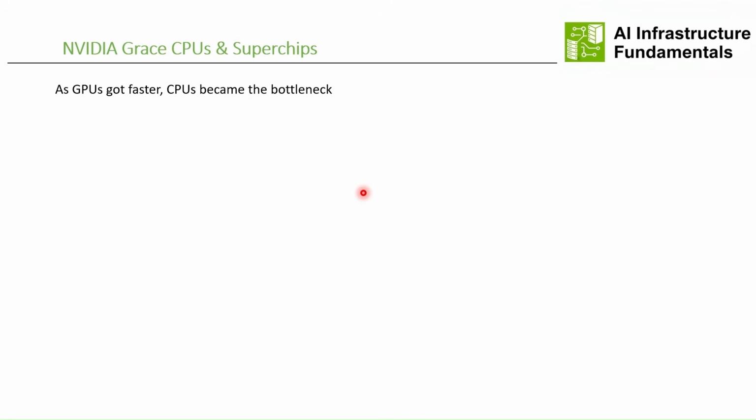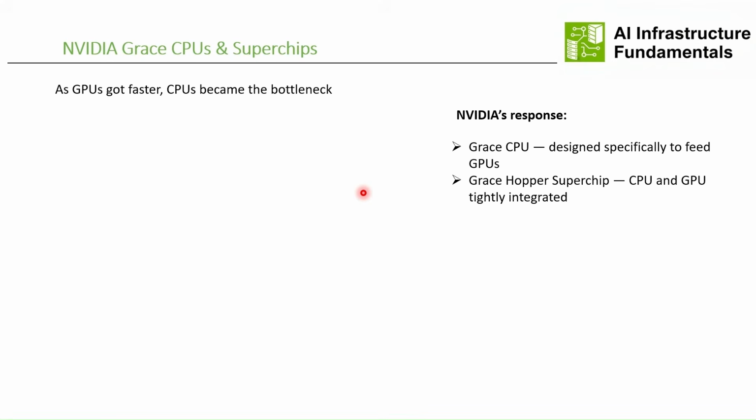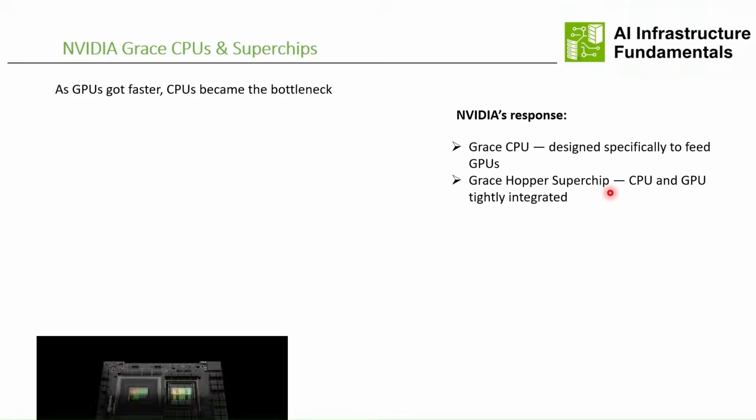As GPUs got faster, CPUs became the bottleneck, right? So CPUs had to keep up with the pace at which GPUs were being developed, and that's when NVIDIA's response was Grace CPU, designed specifically to feed GPUs, right? And then Grace Hopper Superchip is a super chip where CPU and GPU were tightly integrated.